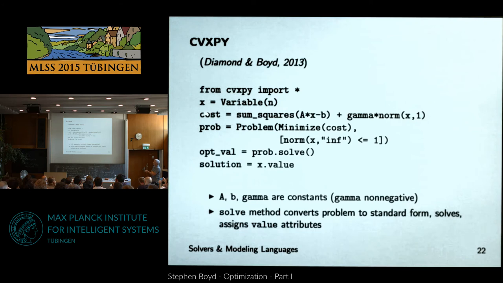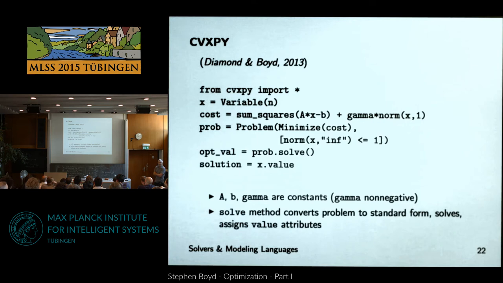So cost is an expression, and it would be this expression. And then here's the constructor for creating a problem. That actually is a constructor for making an objective. So it says minimize cost.